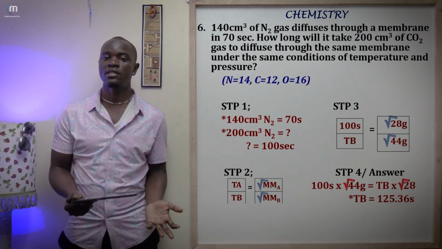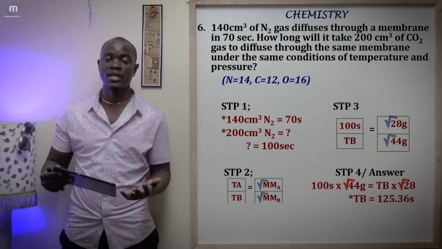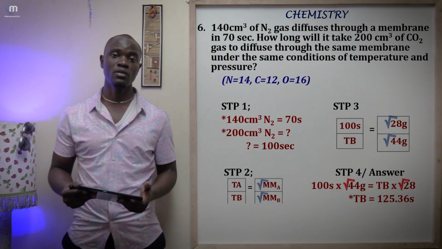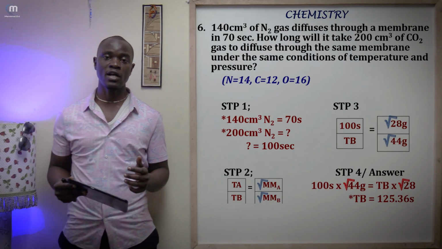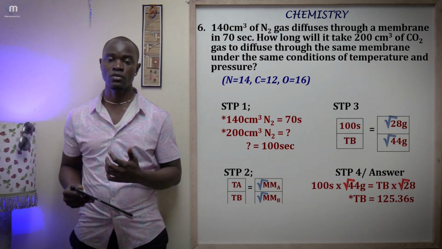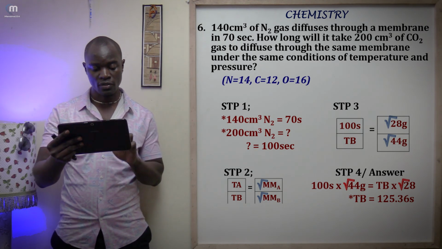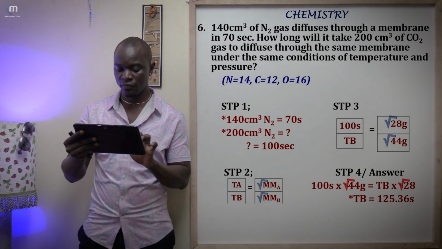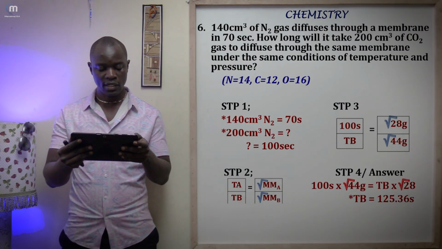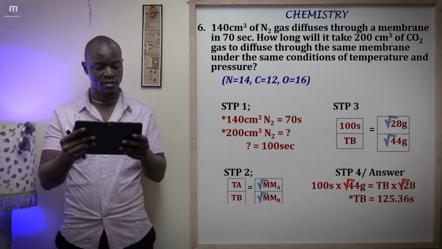Nitrogen only takes 100 seconds. Carbon dioxide, the heavier gas, takes 125 seconds. So that proves that we are correct as per our calculation. So the answer was 125.36 seconds.